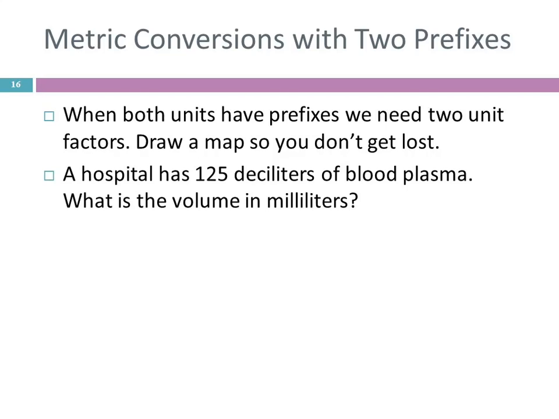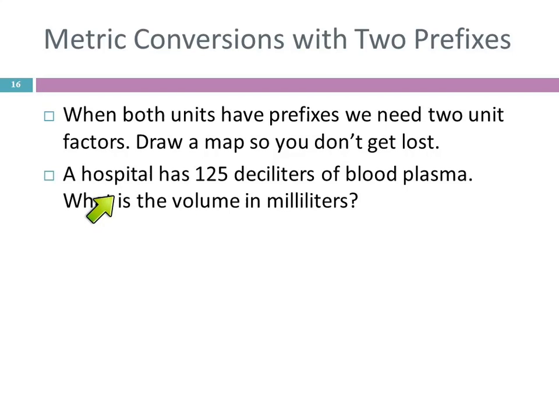What happens if we have 2 prefixes? If we have 2 prefixes, we're going to use 2 unit factors. This is not the only way to do it, but this is how I'm going to teach you because it's the most successful way. Here, it's more important to draw a map so you don't get lost, okay? Then if you do get lost, you can go look at the map and figure out where you are.